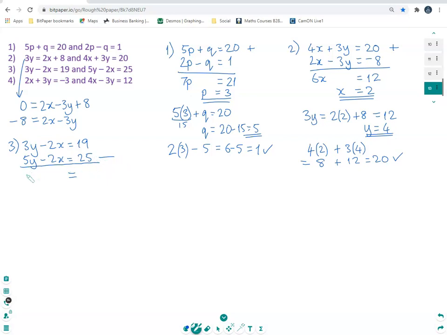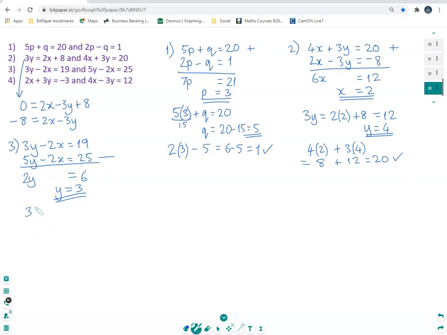5y minus 3y gives us 2y. Negative 2x minus negative 2x is the same as negative 2x plus 2x. So that's going to give us 0. And 25 minus 19 gives us 6. So if 2y equals 6, then y equals 3. Sub in to work out what x is.